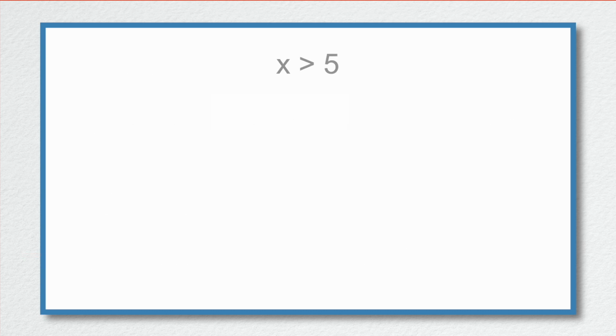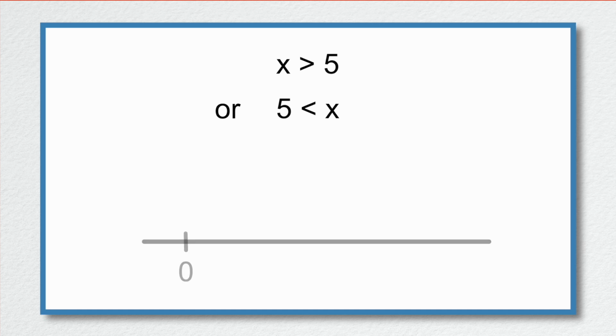So let's just say we had x is greater than 5. Now, when looking at inequalities, we generally use a letter, usually the letter x, to represent possible values. But you can use other letters. Now, x is what we call the variable because it represents a range of possible values. So this means that x is greater than 5, or we can write it like this: 5 is less than x.